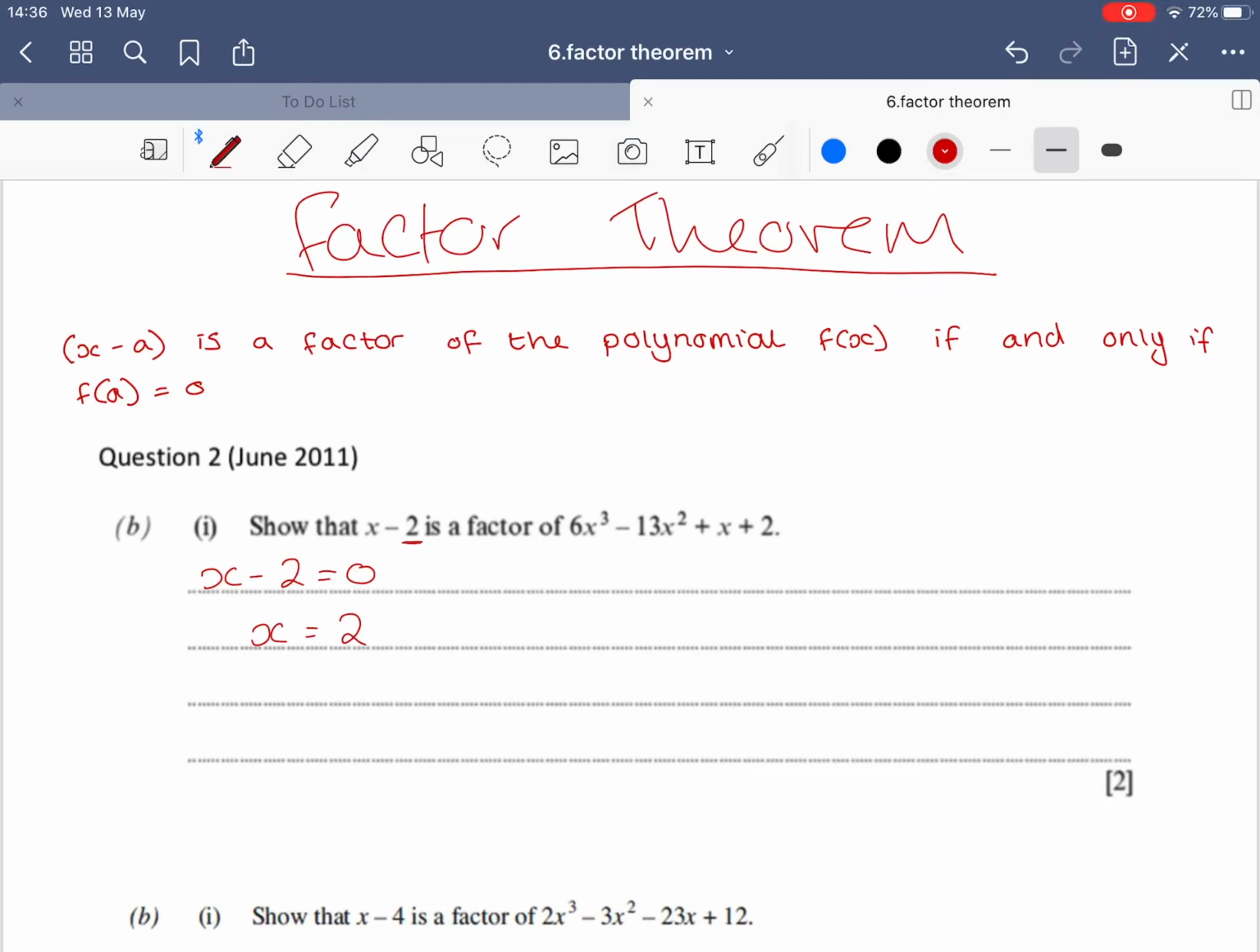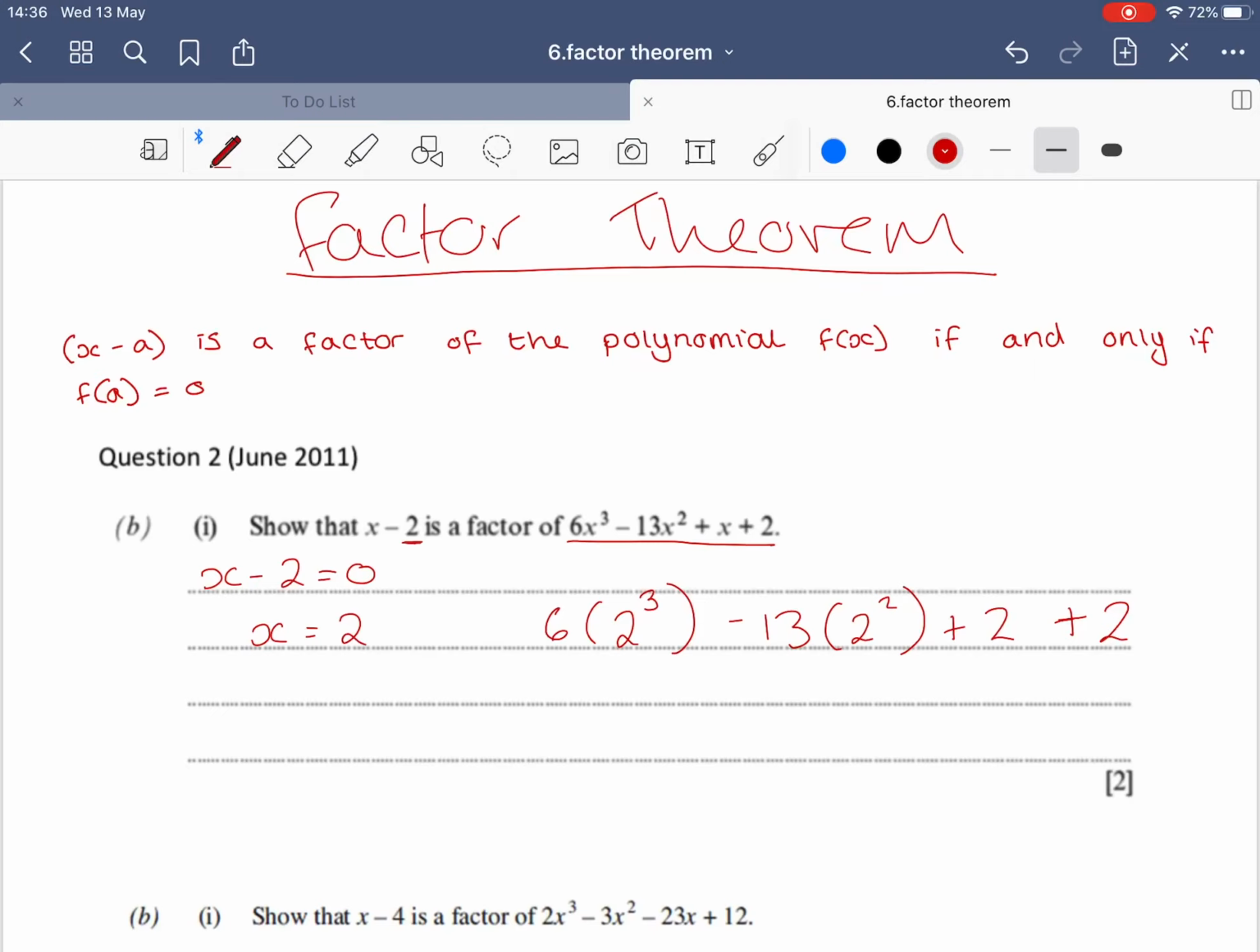So we're substituting in x equals 2 into our equation, very similar to remainder theorem, and we hopefully come out with an answer of 0 to prove that it is a factor. So we're going to do 6 times 2 cubed, so instead of x cubed, I'm doing my 2 cubed, take away 13 times 2 squared, plus 2 plus another 2. You can work this out step by step if you wanted to.